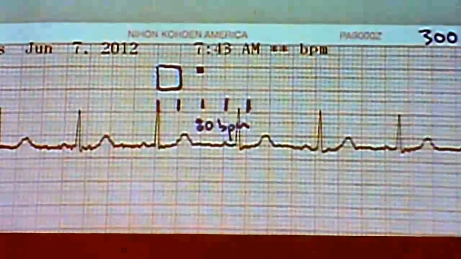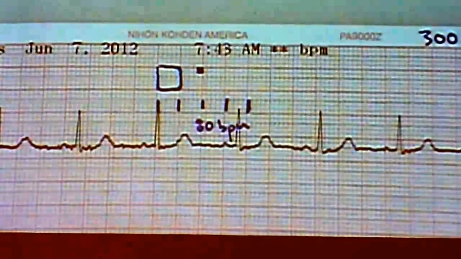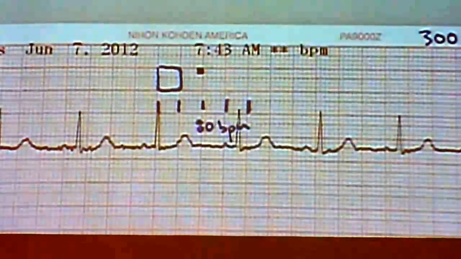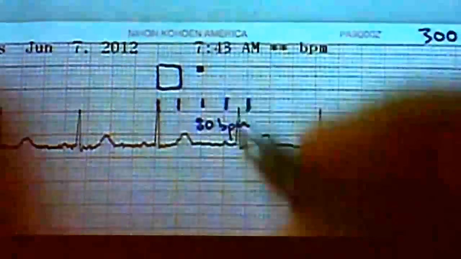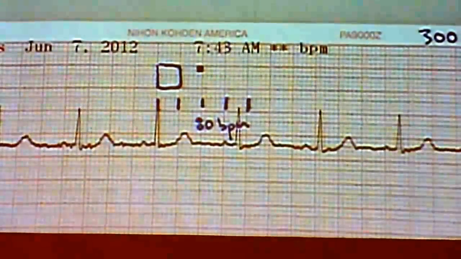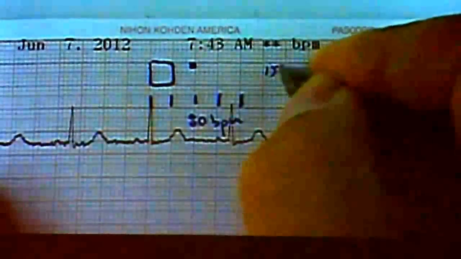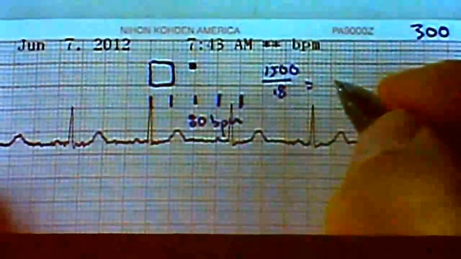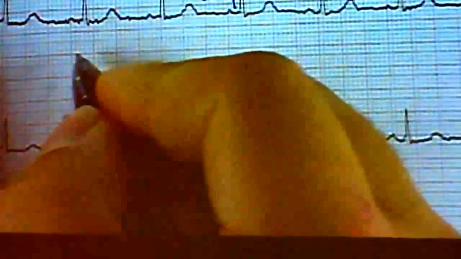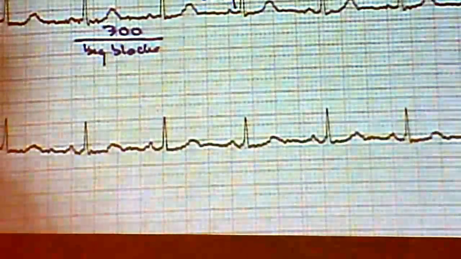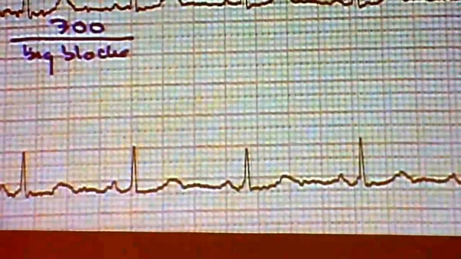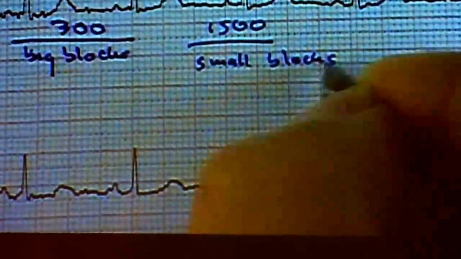If you're like, no, that's not close enough, then what you can do is take the small blocks and divide into 1500. So you take, this is 5, 10, 15, 16, 17, 18 small blocks. 1500 divided by 18 is 83. Let's say 18. The heart rate is 83 beats per minute. So the quick way is 300 divided by big blocks. The more accurate way is 1500 divided by small blocks to get your heart rate.